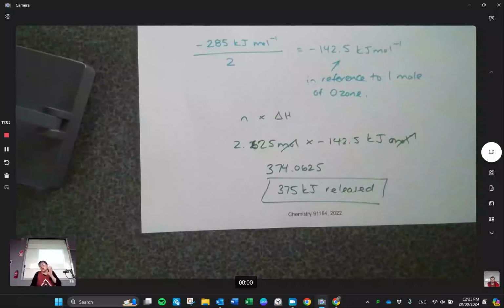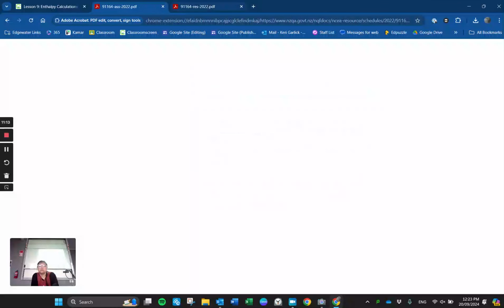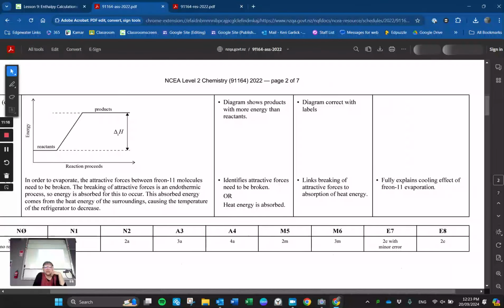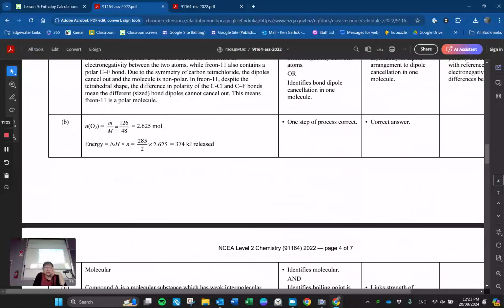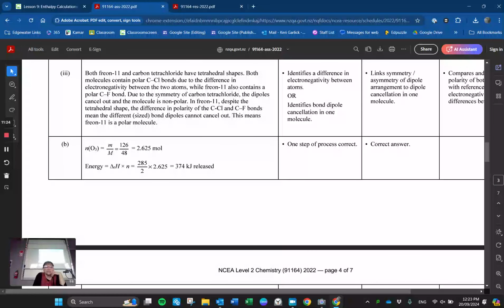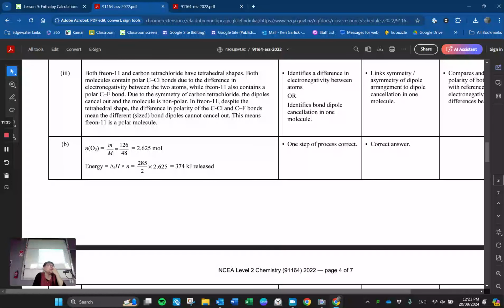All right, I'll show you the marking schedule. This one doesn't have that many steps to it. Here we go. One step of the process correct is the Achieved. Correct answer is the Merit. It doesn't actually go up to Excellence, and it has no specification saying you need to round it or use your units, but do it just in case, because that's usually how we distinguish the Excellence from that weird nitpicky detail.